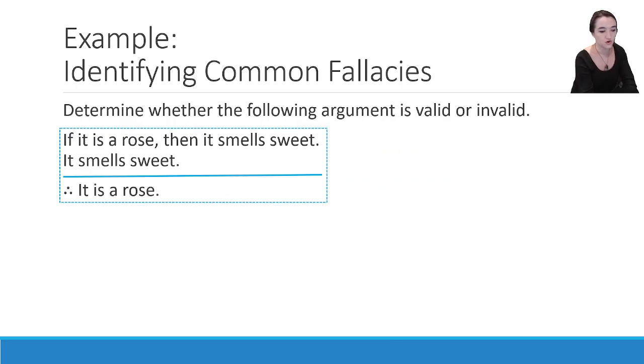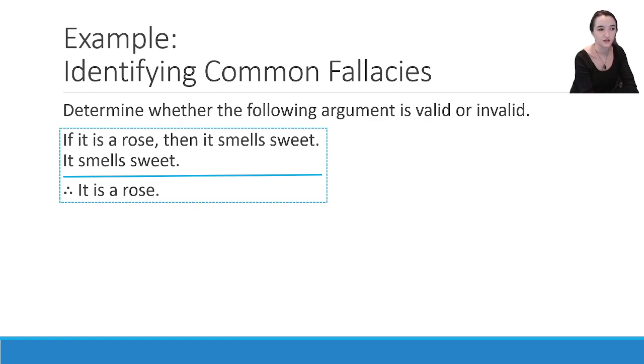Next, we have, if it is a rose, then it smells sweet. It smells sweet, therefore it is a rose. Now just thinking about this feels wrong, right? Because plenty of things smell sweet that aren't roses, right? All we know is this is a sweet-smelling thing. Does that mean it has to be a rose? No, of course not. But why? Why doesn't this make sense?